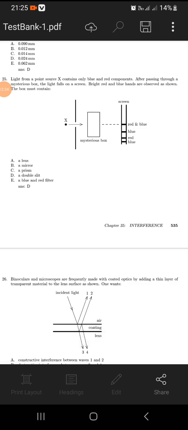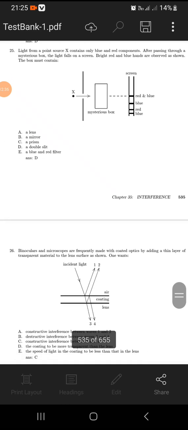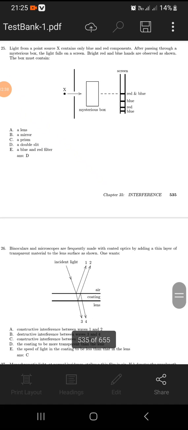Light from a point source contains only blue and red components. After passing through a mysterious box, the light falls on a screen. Bright red and blue bands are observed as shown. The box must contain a double slit.